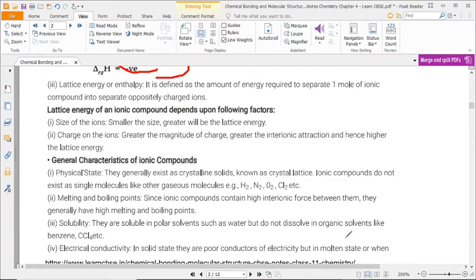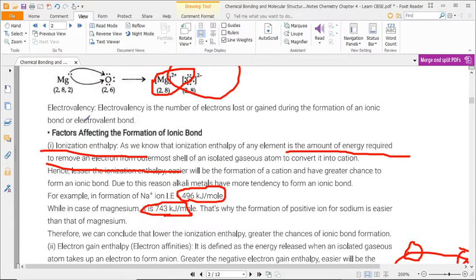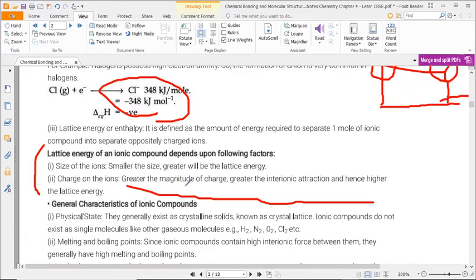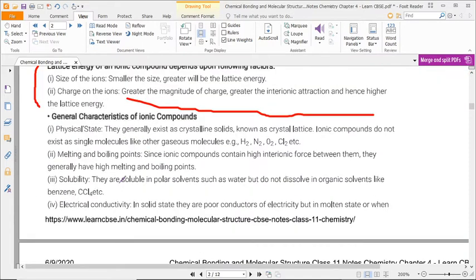And lattice energy depends on the size of the ions and the charge of the ions. This is very important. So how should the size of the ion be? Smaller the size, greater will be the lattice energy. And the charge on the ions must be greater, so that the ionic attraction is also greater. So these 2 points are very important with respect to lattice energy. So this is a very important question: factors affecting the formation of ionic bond, and a subsection, lattice energy.